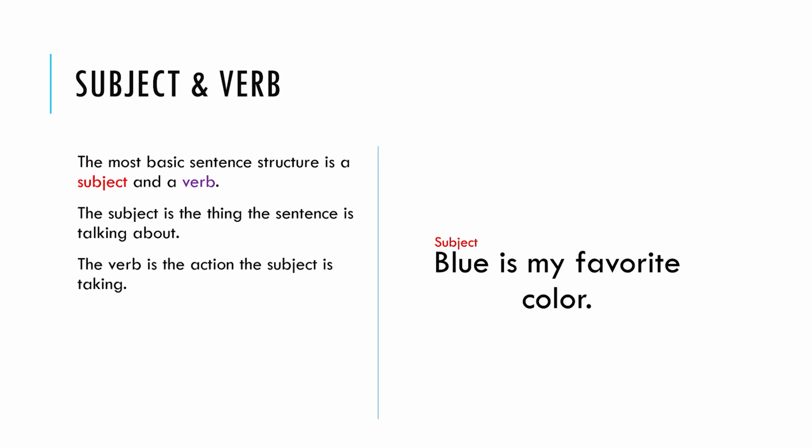Again, the action in this one is pretty simple. Blue is being. So blue is. What is it being? My favorite color. But it is being. At the simplest form of this sentence, it's just the subject and verb, blue is. And that would be the sentence.